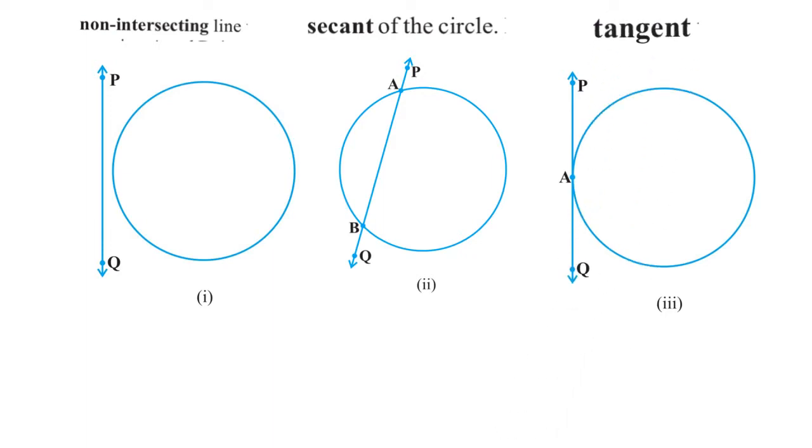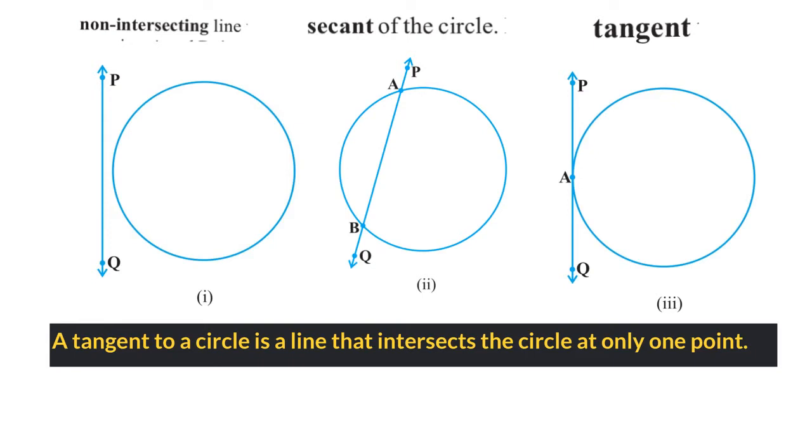So these are the only three possibilities that there can be between a line and a circle. Either the line is a non-intersecting line to the circle, or it can be a secant to the circle meeting at two common points, or it can be a tangent to the circle where it meets the circle only at one point. So we can define what is a tangent to a circle. A tangent to a circle is a line that intersects the circle at only one point.